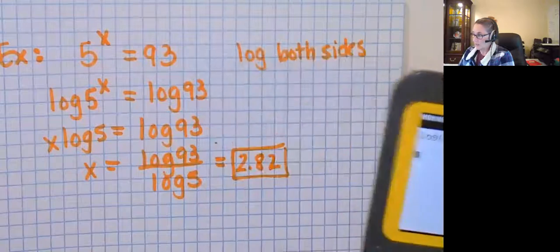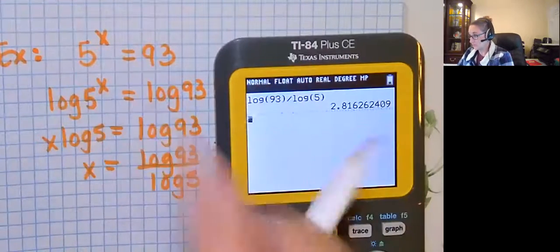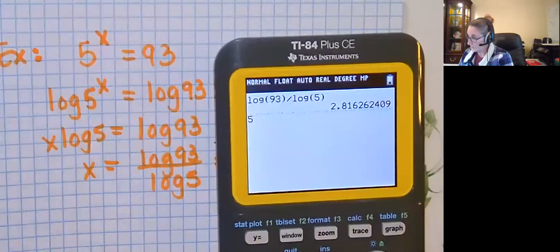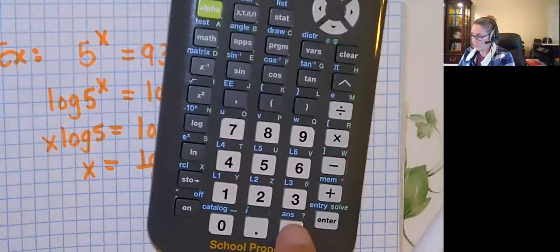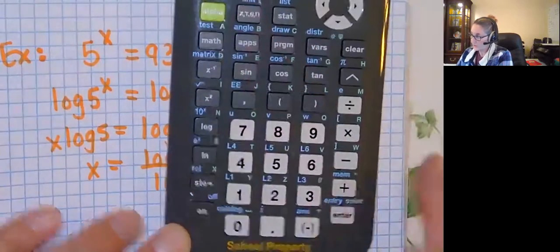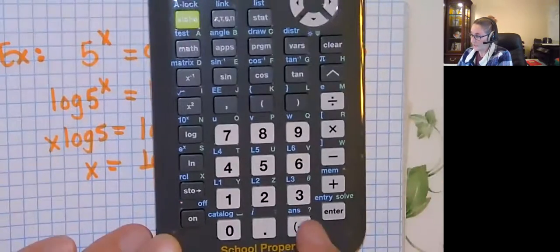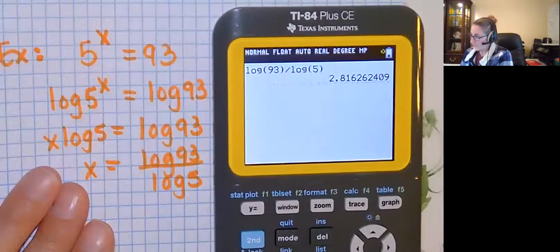Now, if I wanted to double check myself and see, does 5 to this power get me 93? Take 5, raise it to the power. On this negative button is the word answer. So to get that, I can do blue second button, and negative. And that's going to type in my last answer. And you see I get 93.